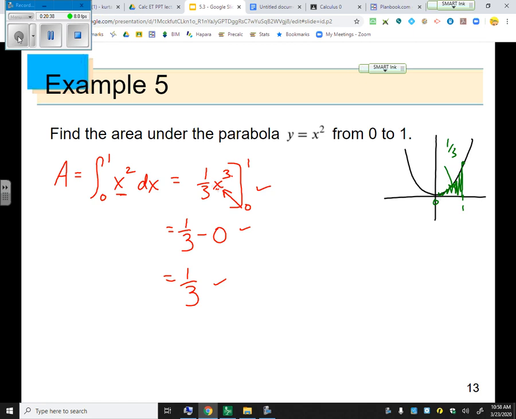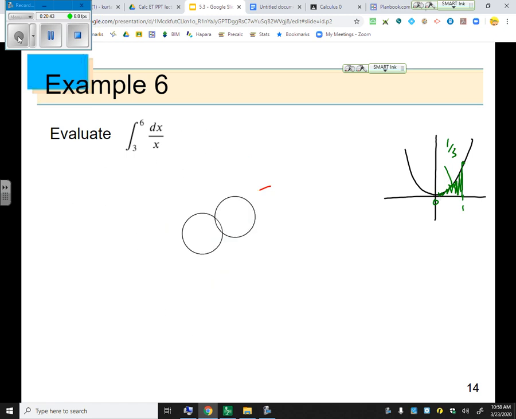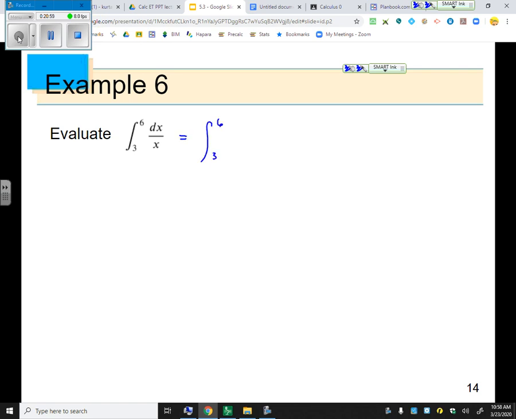Let's get some more practice on this. Not going from 0 to a number this time. We're going from 3 to 6. Now, they wrote this kind of weird. I'm going to rewrite it so it makes a little bit more sense to me: 1 over x dx. Okay, that makes more sense to me. Or you can even say x to the negative first. And that would be fine as well.